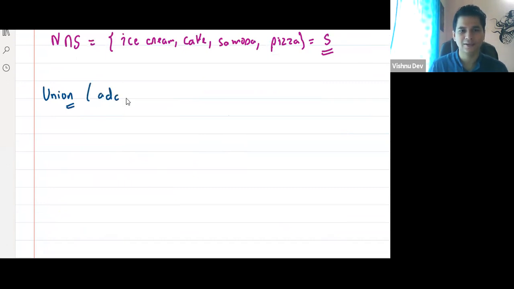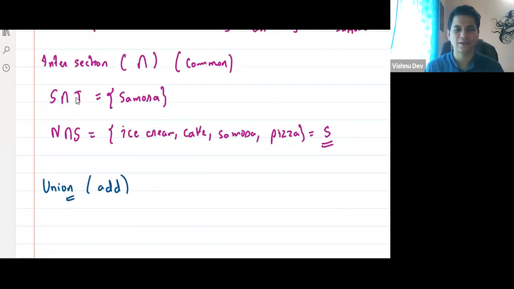Add, yes or no? Yes, it is the same, right? S intersection J or J intersection S, it is the same.